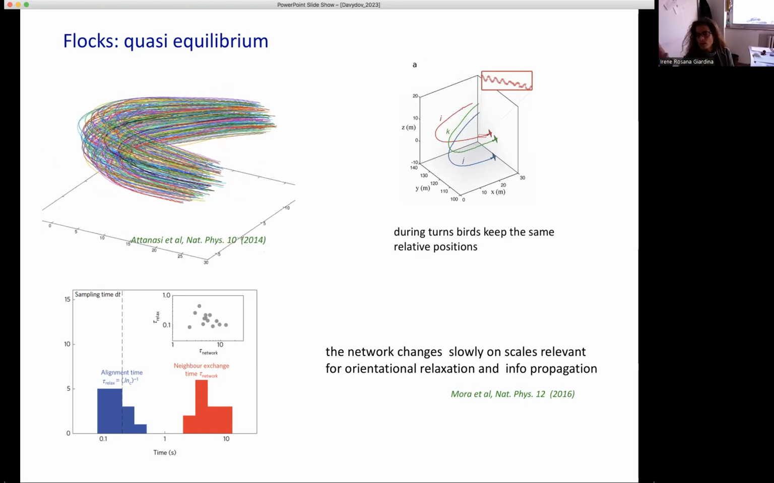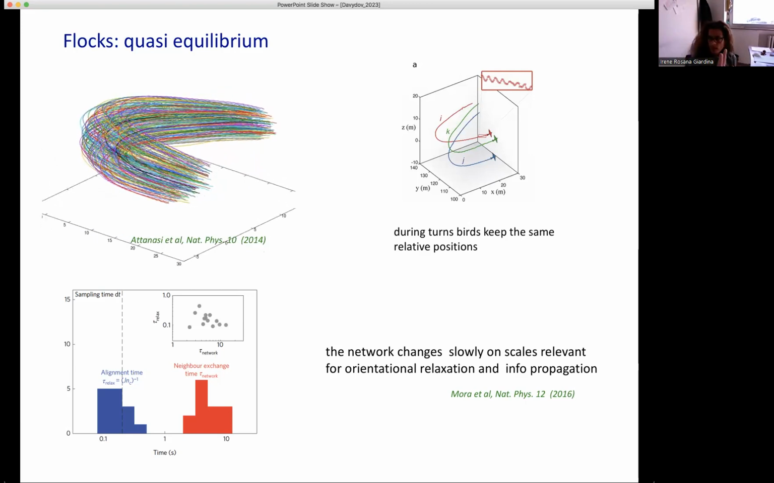Now, I will not spend a lot of time on how we did that, but the important point for the rest of my talk is that if you look at the individual trajectories of this movement, here there is a zoom of 3 trajectories of 3 different birds.